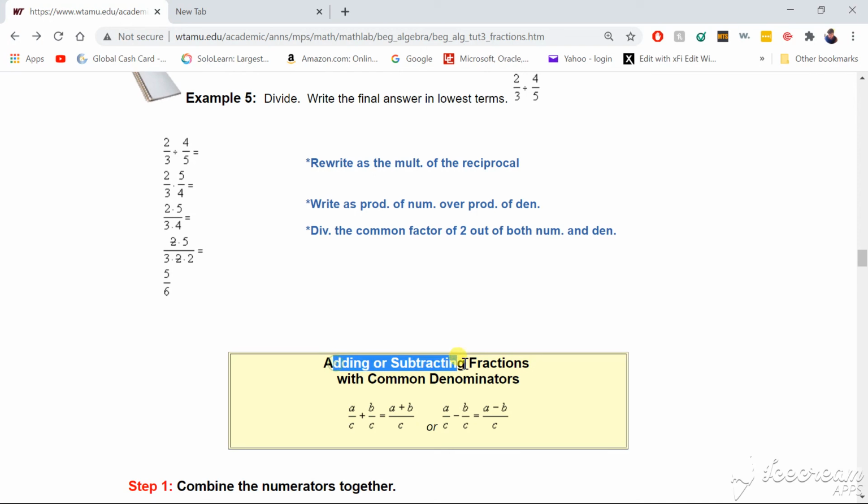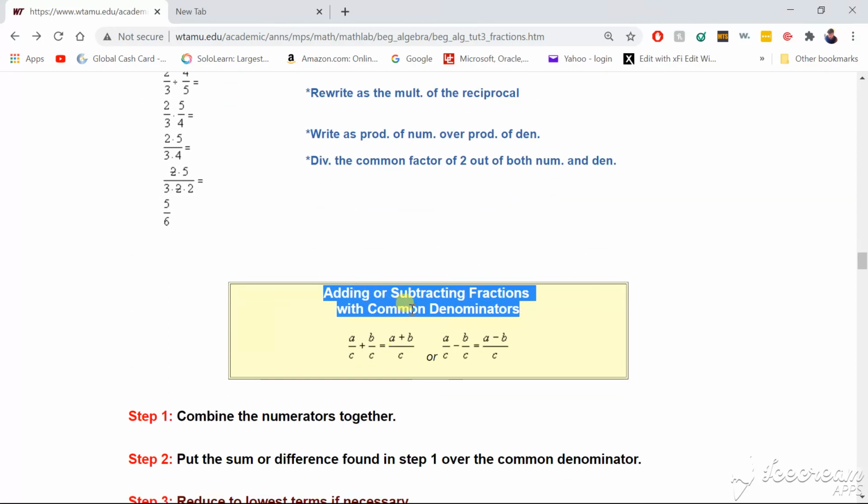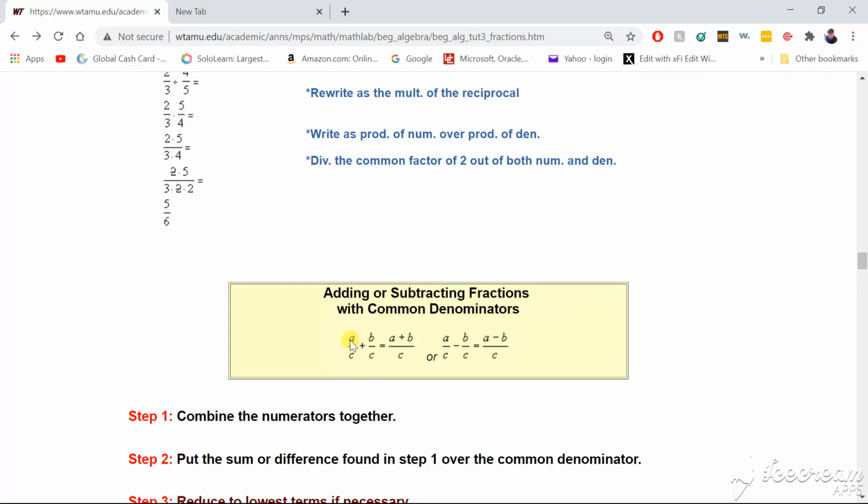Alright, adding or subtracting fractions with common denominators. And remember, these titles are vocabulary words. So you got to memorize these vocabulary words and phrases. We're not going to have enough time, so I think I'm going to stop right here.